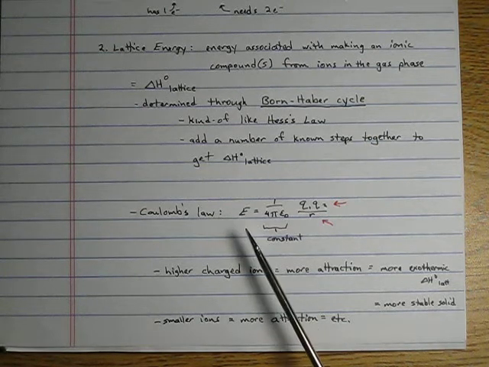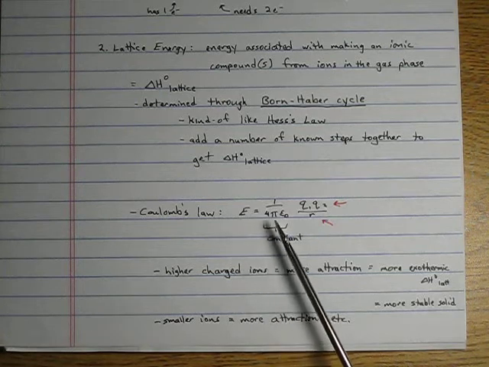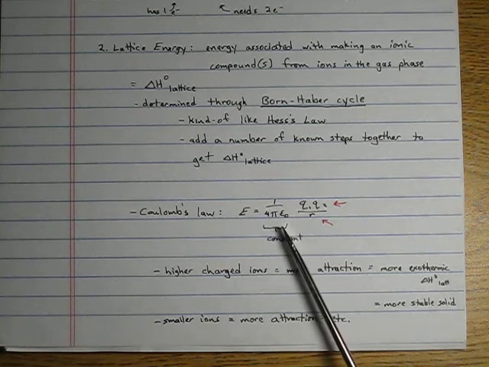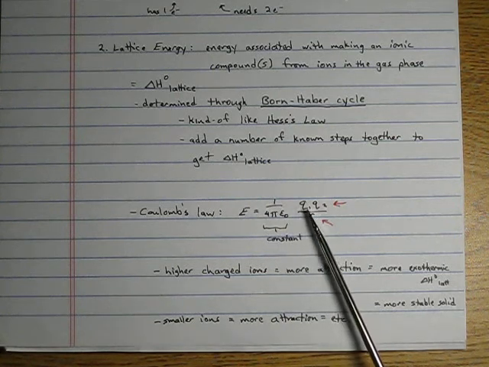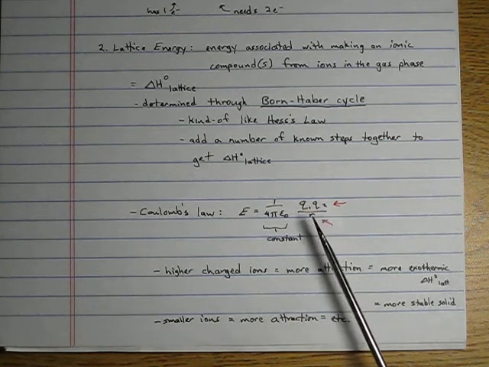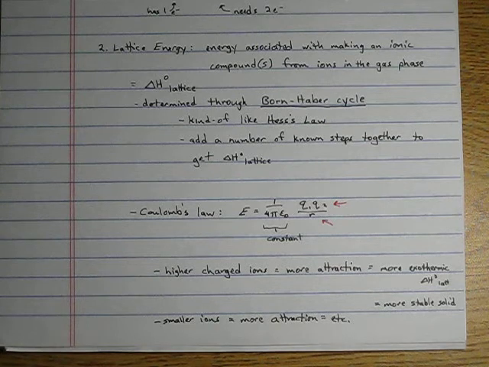The energy of attraction is going to be 1 over 4 pi epsilon naught. Don't worry about that. That's just a constant. Energy equals a constant times the charge of the first thing times the charge of the second thing divided by the radius, the distance between the two atoms or the two nuclei. That's just Coulomb's Law.